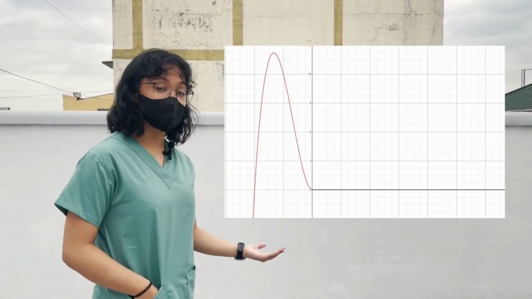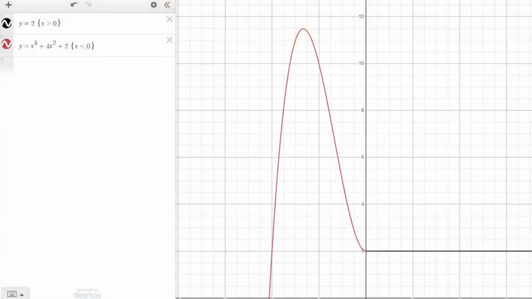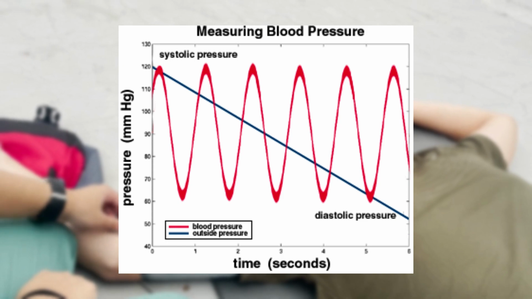This is why it is called a vital sign, because along with temperature, pulse rate, and respiratory rate, they provide an overview of how a patient may be doing prior to, during, and after the injury. Here is an example of a blood pressure reading. On the bottom of the graph is the time in seconds, and on the left is the pressure measured in millimeters of mercury. The blue line represents the outside pressure of the cuff.